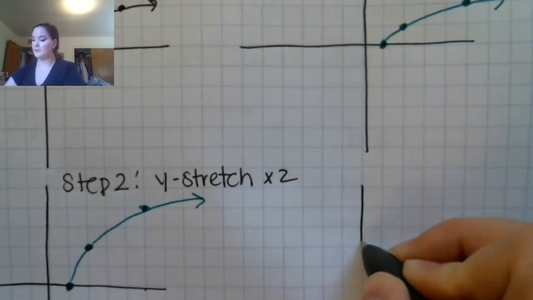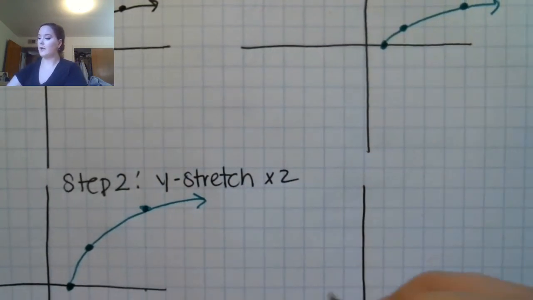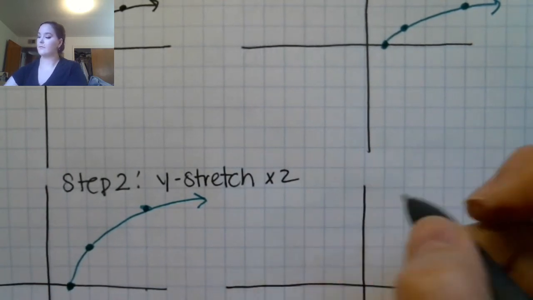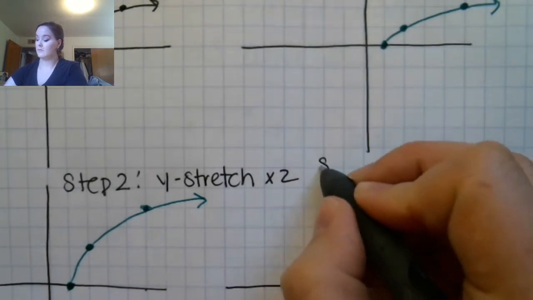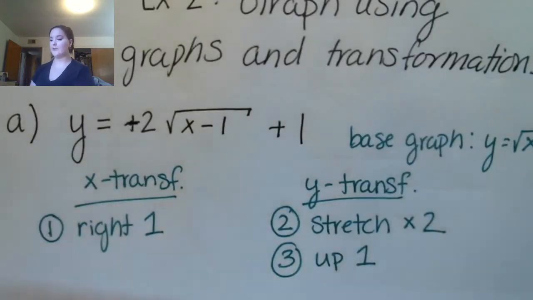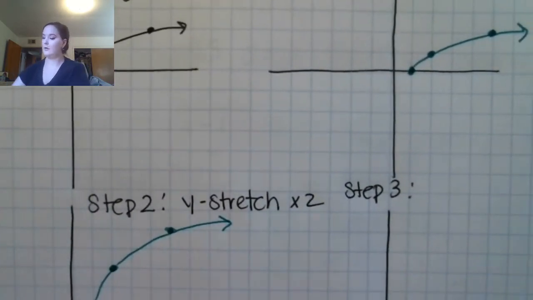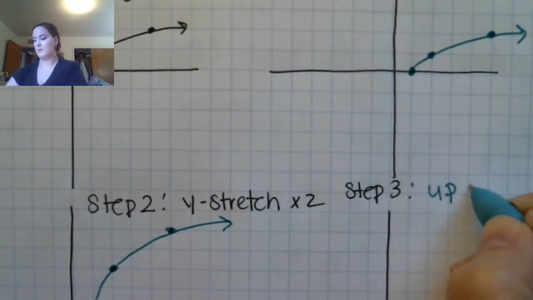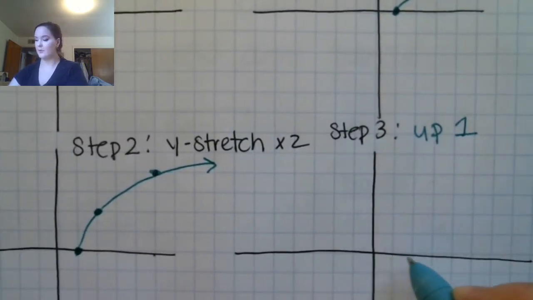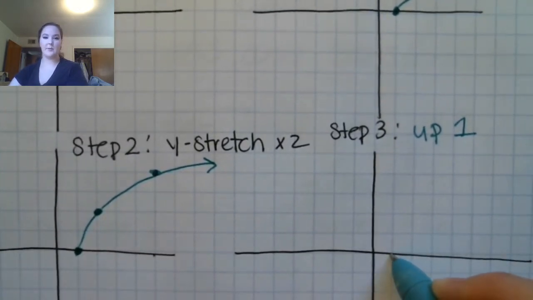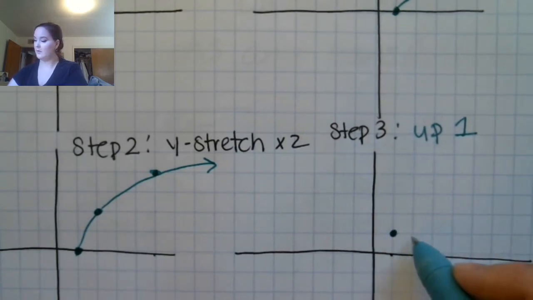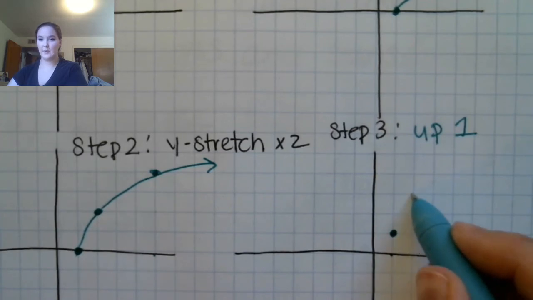Okay, and then I'm going to look at my last step. Remember our last step was to move it up 1. So I'm just going to take all of my key points and move them up 1. This key point that was here, I'm going to move it up 1. This key point that was here, I'm going to move it up 1.